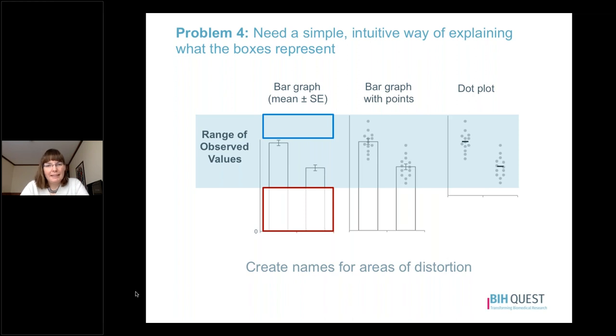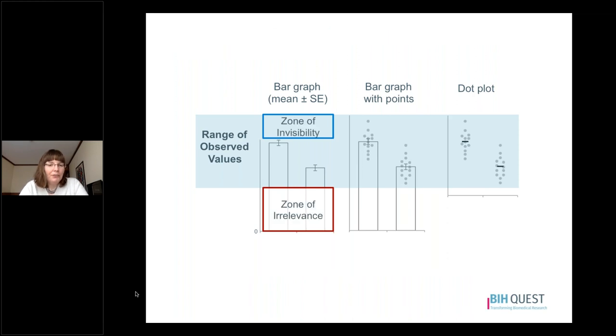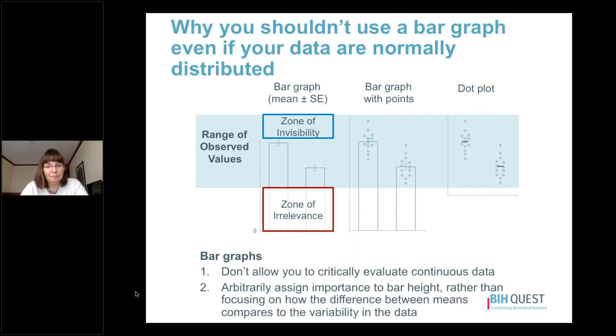And so obviously I need a simple and intuitive way of explaining what these boxes represent. So here I decided to create names for these two areas of distortion. And I called those the zone of invisibility and the zone of irrelevance. Now, if I were just designing a figure for a paper, I would add a title and a legend below. However, if I wanted to share this in a poster or a talk or on social media, then I might need some additional labeling around the figure to highlight the main messages of the figure.